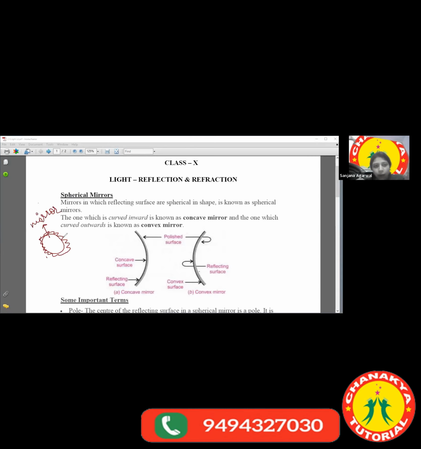Now, if I cut out this much portion, this segment of the ball, then what are we going to get? We are going to get such a shape, isn't it? The eating part of the spoon surface. So this type of mirror is a concave mirror.